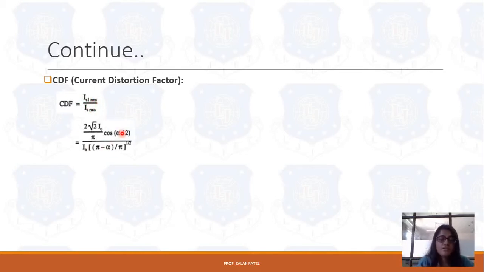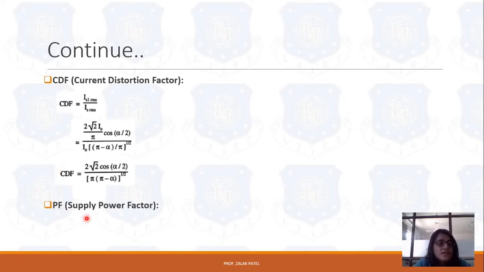The supply current fundamental value is IS1 RMS, that is equal to 2√2 upon pi I0 cos alpha by 2, and the supply current value is I0 into pi minus alpha upon pi raised to 1 by 2. Now if we take the ratio of these terms, then I0 will be cancelled out. So it looks like this: 2√2 cos alpha by 2 upon pi into pi minus alpha raised to 1 by 2. So this is our current distribution factor.